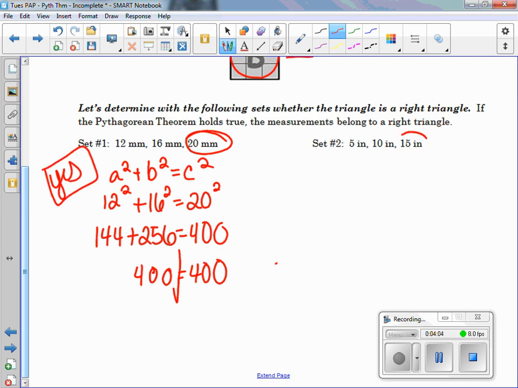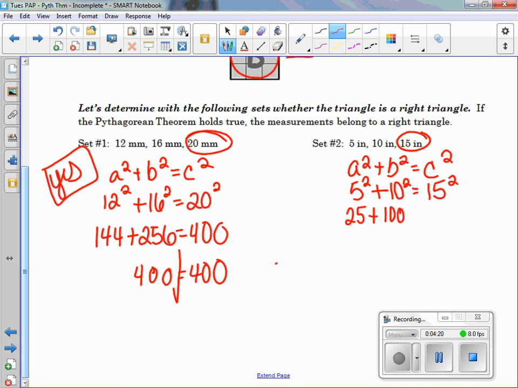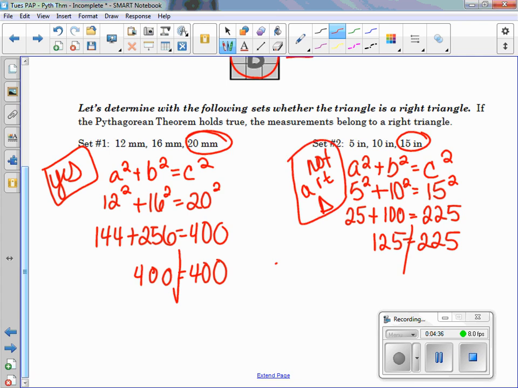On the next one, 15 is my hypotenuse. So I've got a squared plus b squared equals c squared. So it's 5 squared plus 10 squared equals 15 squared. Again, I chose 15 as C because that's my longest side. 5 squared is 25, 10 squared is 100, and 15 squared is 225. 125 is 125. So does 125 equal 225? No. So this is not a right triangle. Okay?